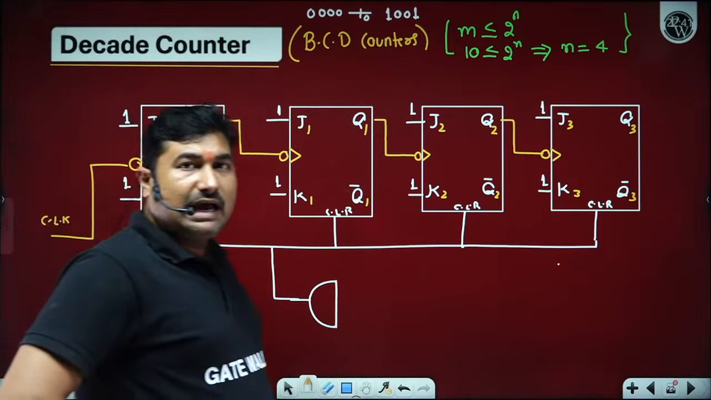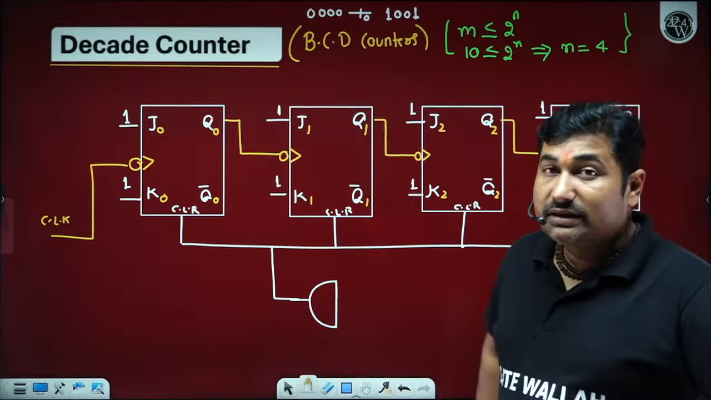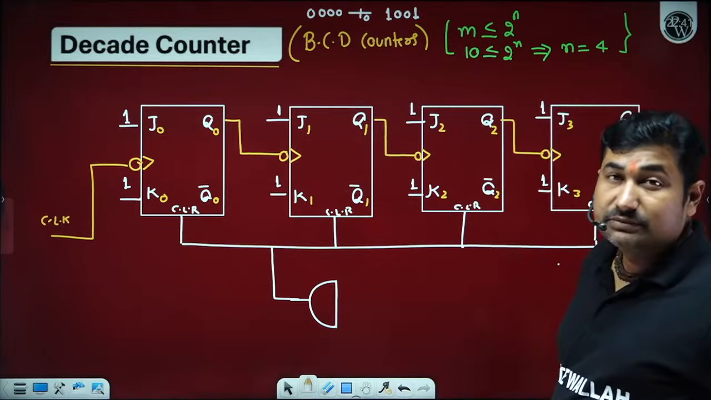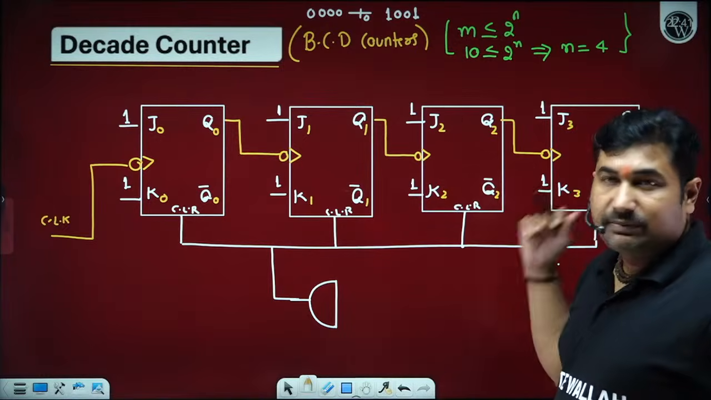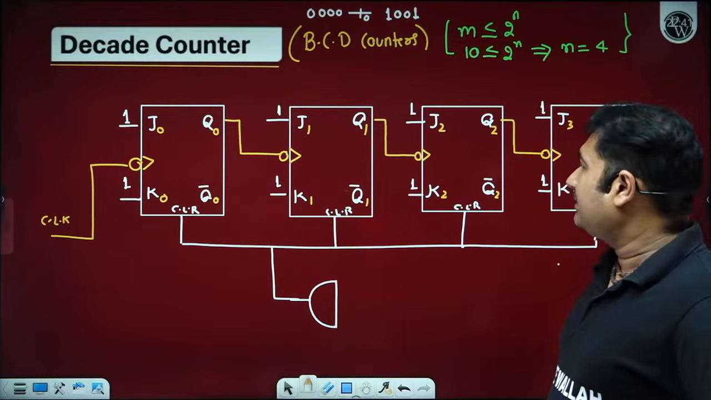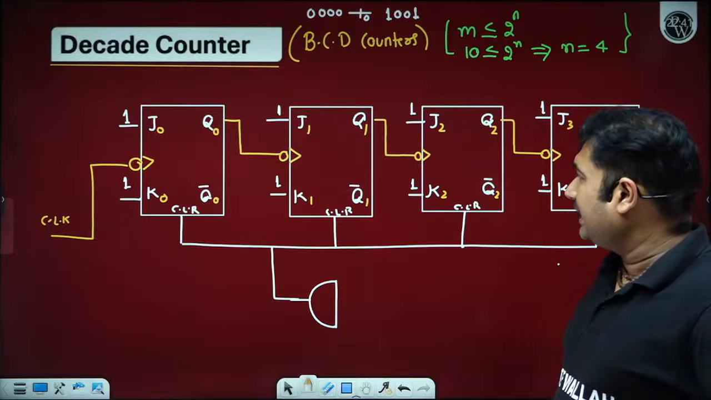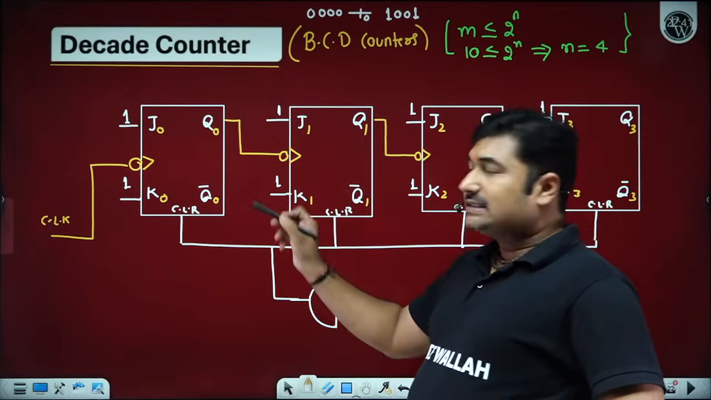So first of all, I am interested in designing an up counter. Then only will it count in a sequence from 0 to 9. Is it okay? Yes, sir. So I have designed the up counter using negative edge triggering. It is up to you. You can design with negative or positive edge triggering.